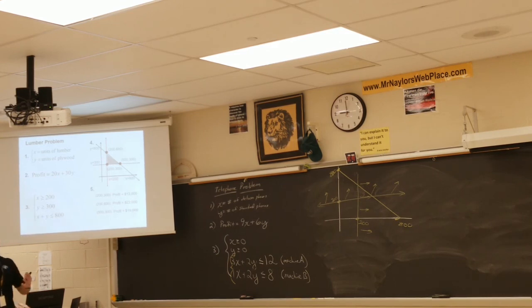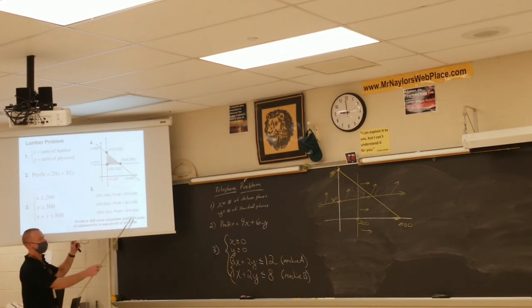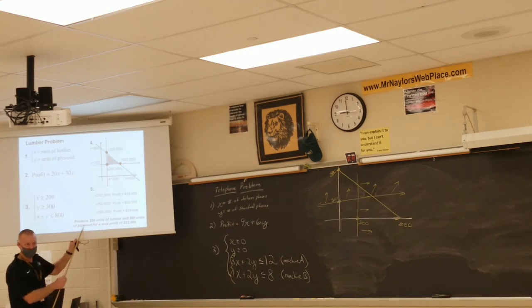And you want to be able to make a little statement. When you make the statement, you want to say kind of the whole shebang. 200 units of lumber, 600 units of plywood. So I want to use some words. I want to use some labels. And that's going to get me a max profit of $22,000.